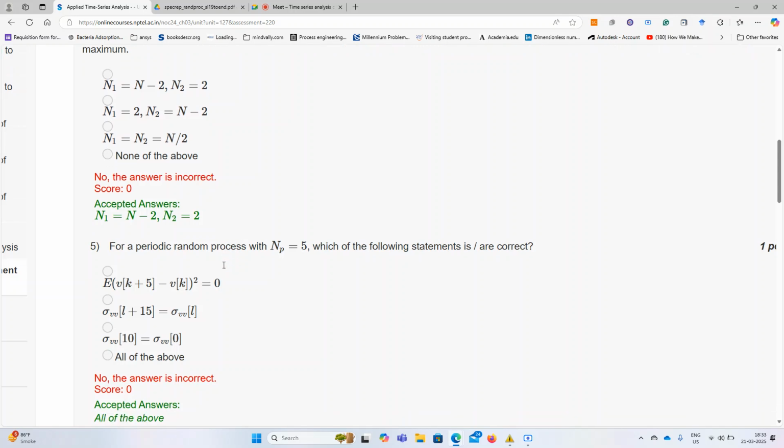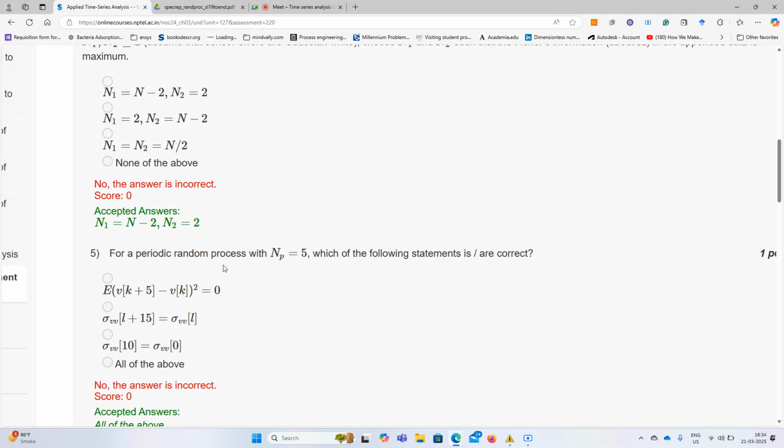For a periodic random process with NP equals 5, which of the following statements are correct? Since it's periodic in nature, the estimated mean function has to be correct first.